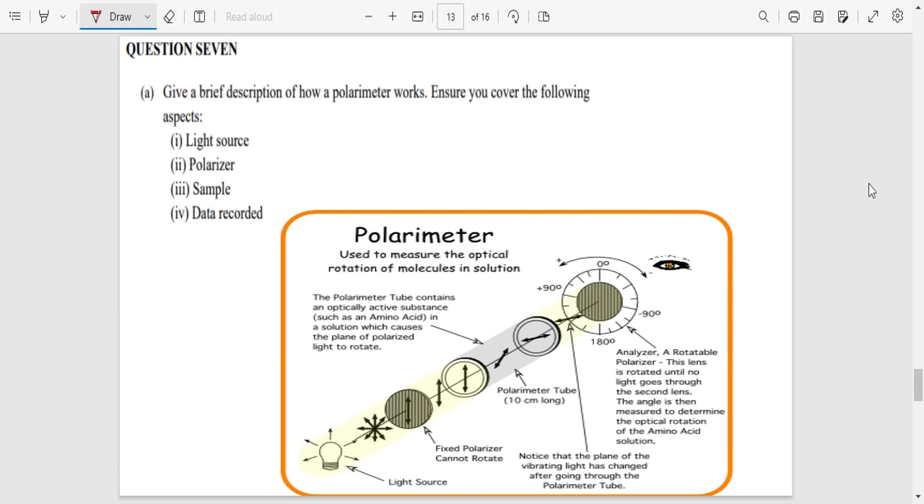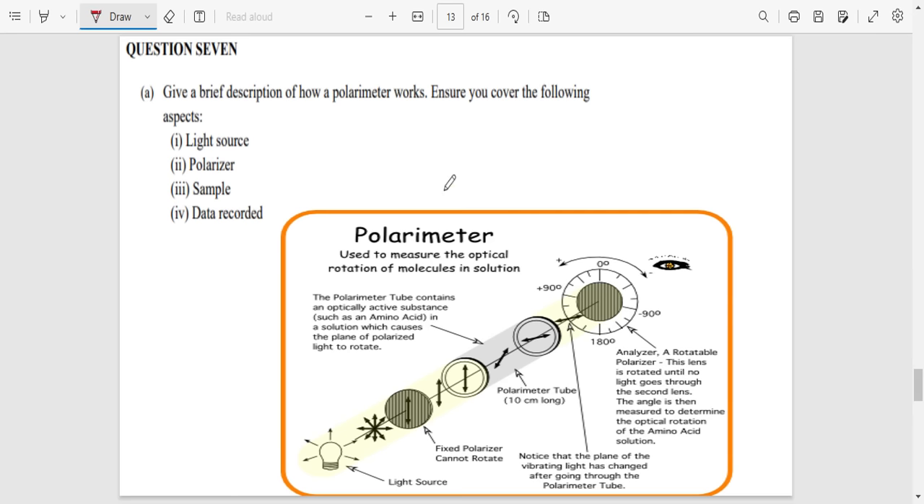Give a brief description of how a polarimeter works. Ensure you cover the following: the light source. Apart from the light source, you also want to cover the polarizer, you want to cover the sample, you also want to cover the data recorded.